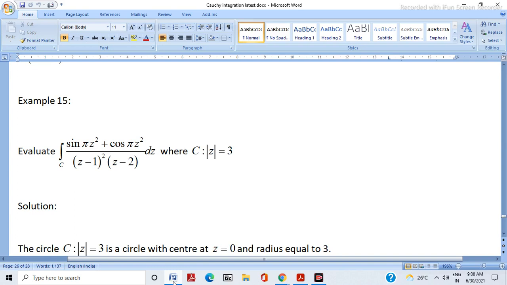If f of z is analytic inside a simple closed curve C, then the integral over C of f of z dz equals 0. Then how do you check whether we should apply Cauchy's integral theorem or Cauchy's integral formula?